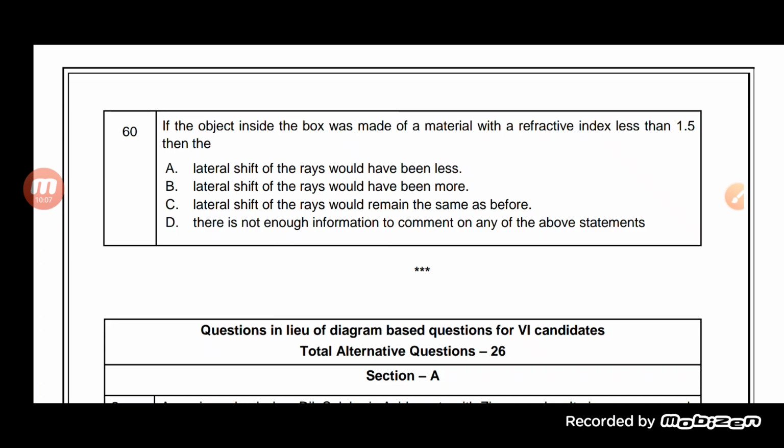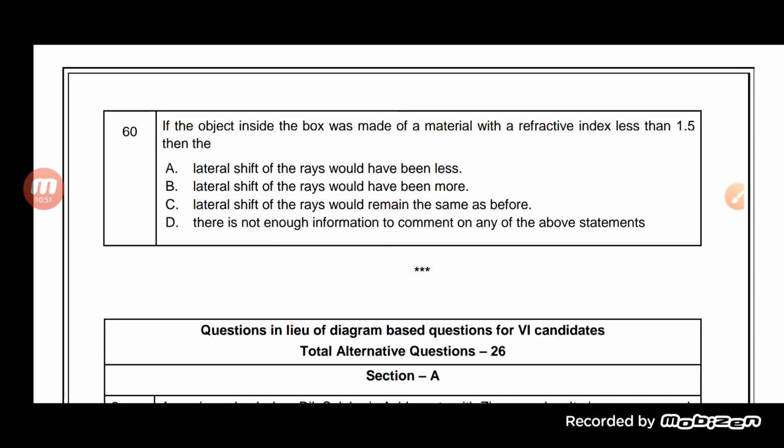Now see, question number 60 of the same case. If the object inside the box was made of a material with a refractive index less than 1.5, then the lateral shift of the ray would be less, the lateral shift of the ray would be more, the lateral shift of the ray would remain the same as before, or there is not enough information to comment on any of the above statements.